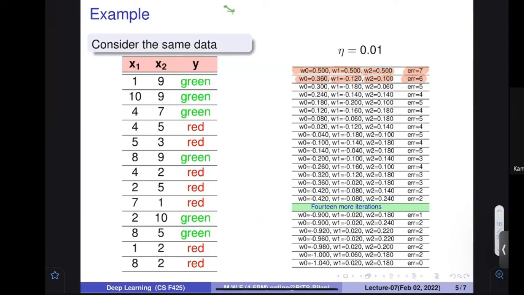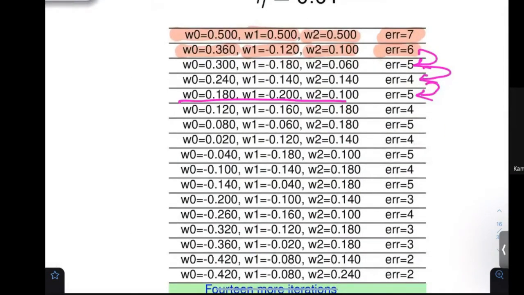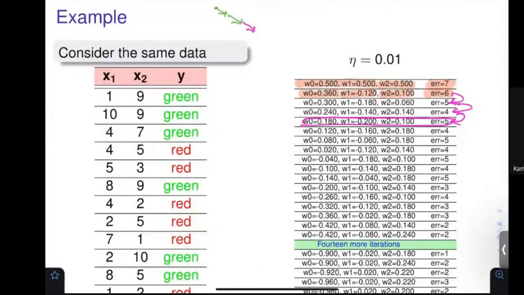Then you update again, and now your error goes to 5 points. Again you update, the error comes to 4 points. Again you update, and you can see that the error has increased now. Very interesting thing, that error has increased. Sometimes it happens because the line changes, then the number of errors actually increases to 5. Again you update, error becomes 4. Again you update, error becomes 5.